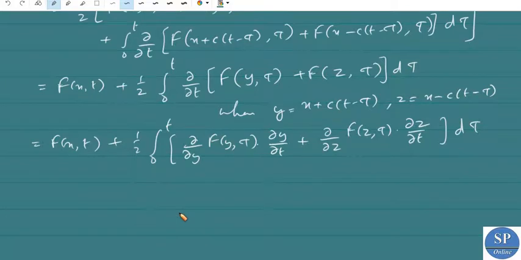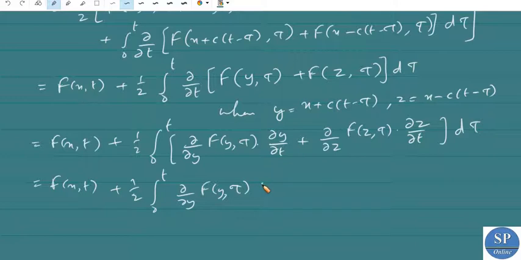So this is nothing but f(x, t) plus 1/2 times the integral from 0 to t of ∂/∂y of this into ∂y/∂t. ∂y/∂t is c. So this is nothing but ∂/∂y of f(y, τ) into c, plus ∂/∂z of f(z, τ) into ∂z/∂t, which is minus c.